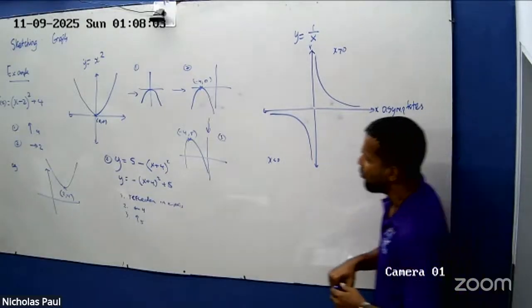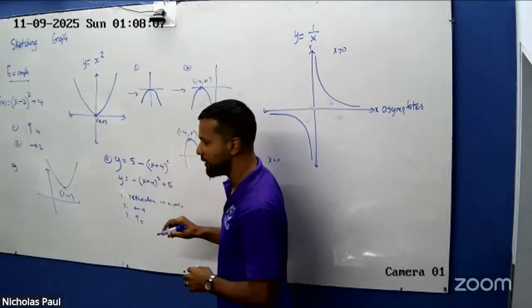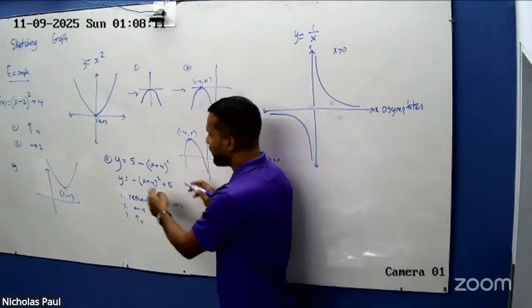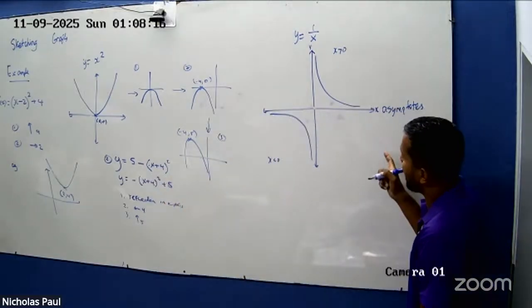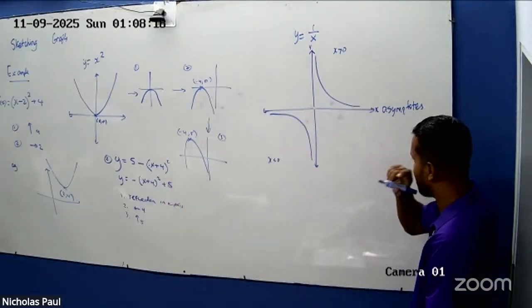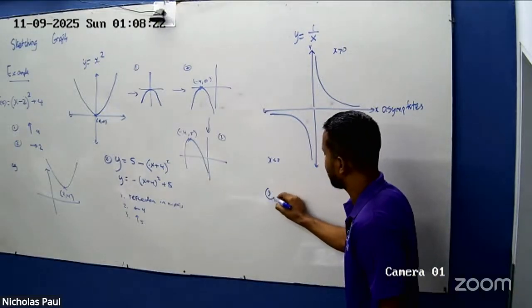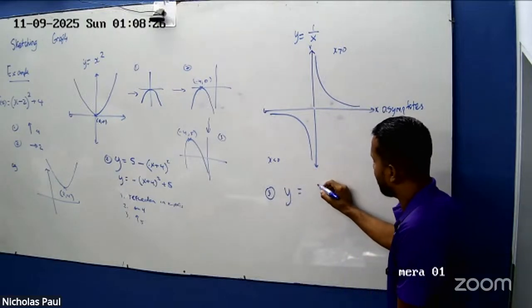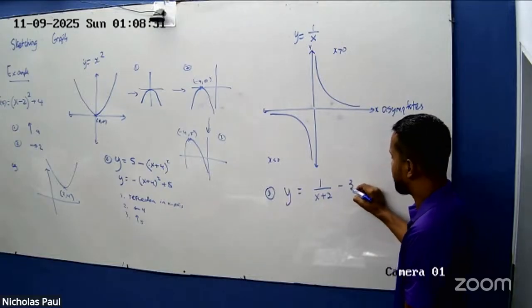Right. I didn't do an example here with a vertical stretch, because you're not really going to see it much on the graph. The main shift you will see is the one I showed you. So let's take a look at a couple of shifts on this one. Let's try number 3. Y is equal to 1 over x plus 2, minus 3.